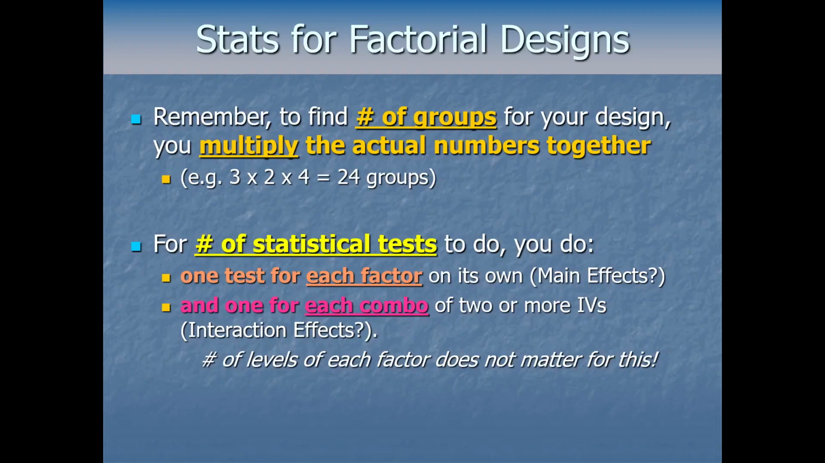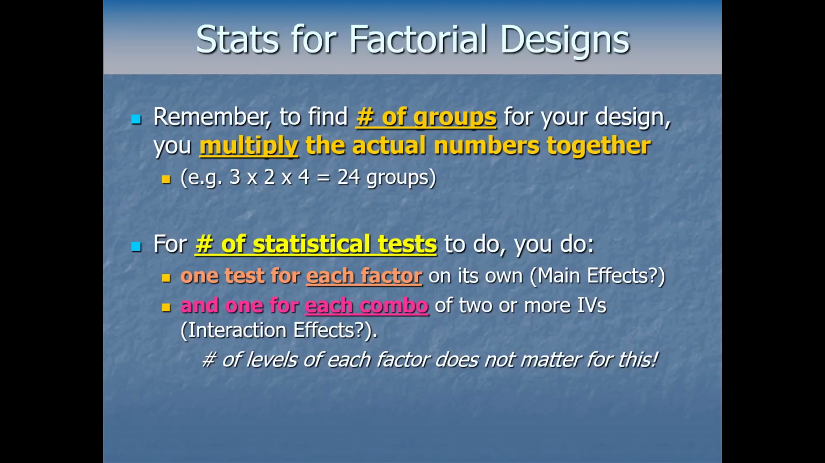Notice that the number of levels doesn't matter here. It doesn't matter what these numbers are when you're figuring out how many stats tests need to be done. It doesn't matter if it's a 2 by 2 or a 2 by 10. That's the same as if there's a 4 by 3 or a 4 by 87. All of those have 2 factors, so all of them would check for 2 main effects and then the 1 interaction effect. So all of those would just need 3 statistical tests.